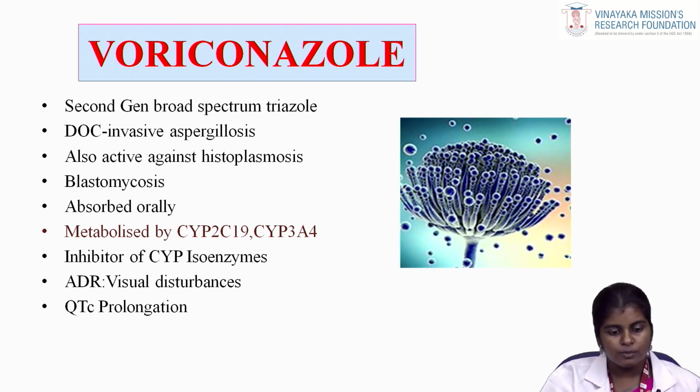So, keep in mind prolonged QTc. QTc prolongation occurs when you are taking voriconazole. It rarely causes short-term visual disturbances, especially in a few patients. So, name some azoles which cause QT prolongation. The azole which causes QT prolongation is voriconazole.